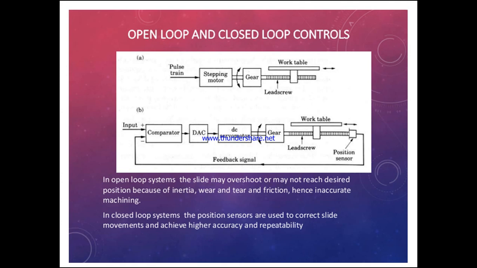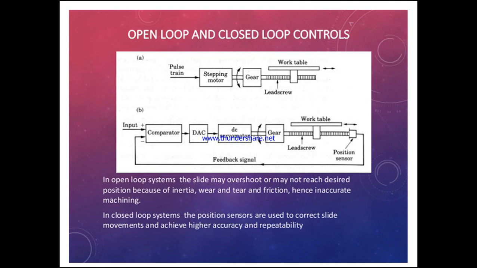If we do not have a feedback loop, then if there are any errors in between the sequence of operation, the machine shuts off or stops. Or if there are any errors in the components, the errors will not be reported, because there is no feedback signal. You can see the diagram A, where we have the pulse train, stepping motor, gear, lead screw and work table. We do not have feedback here, so we do not have any control over the input to output.